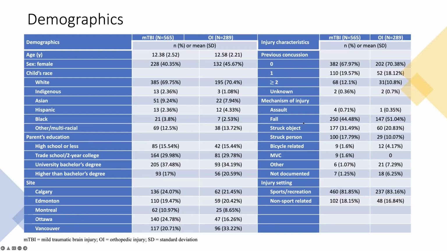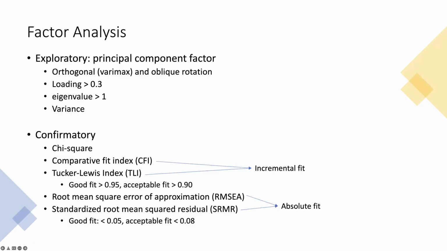Most of these injuries, 50%, come from falls, and then 30%, and 20% comes from being struck by an object, and then being struck by a person. And the majority, at 80%, are sports and recreation related.